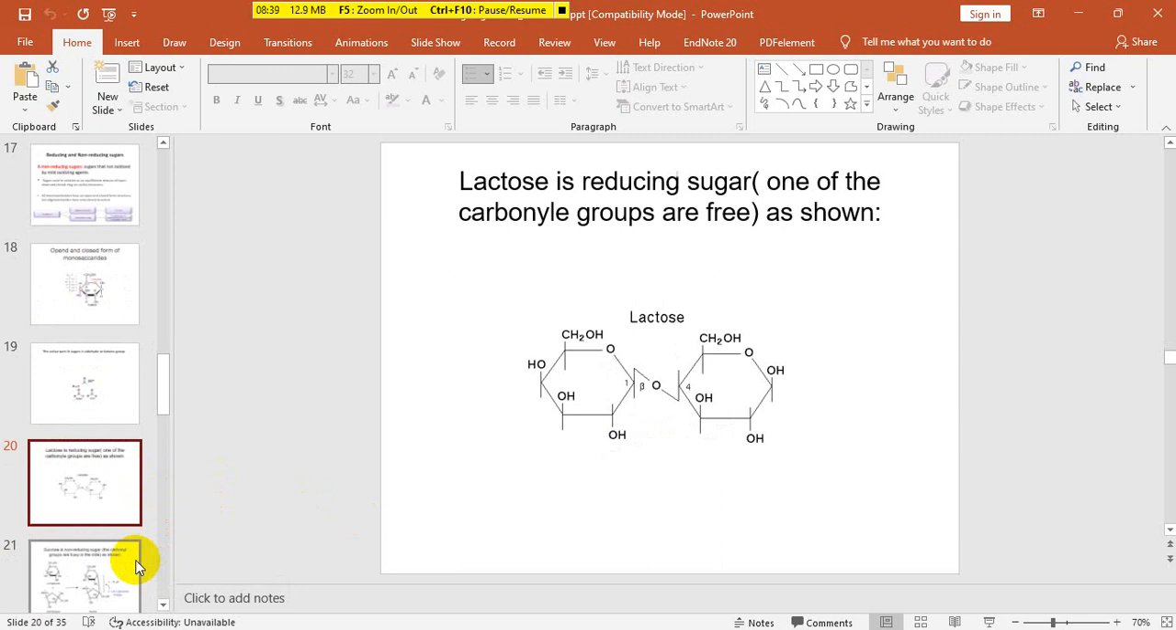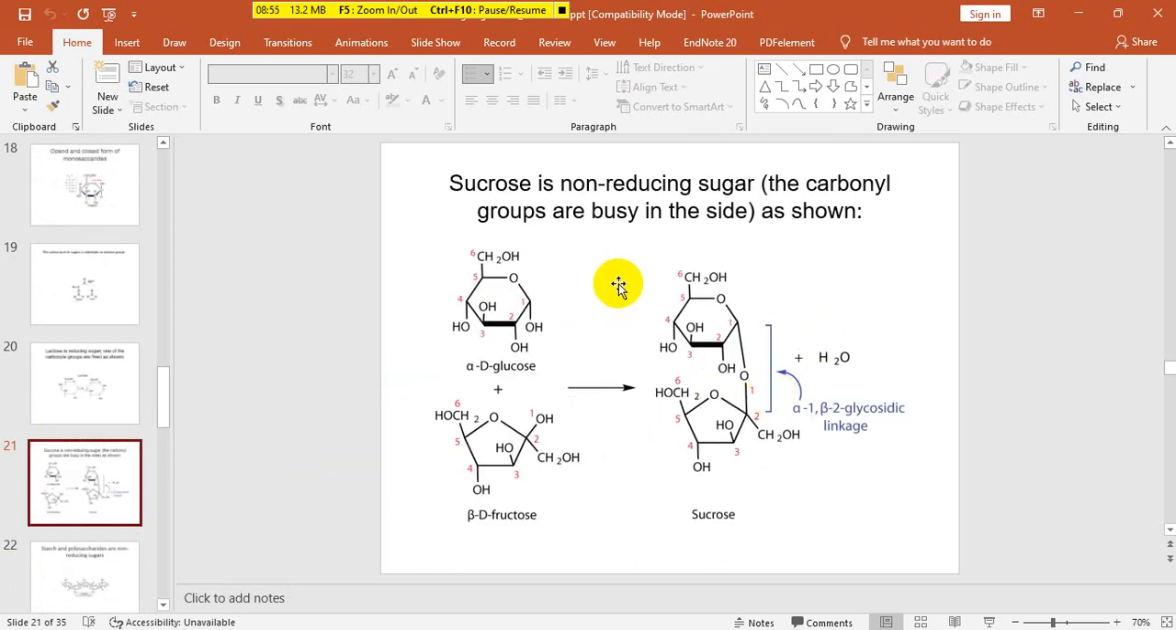Lactose is a reducing sugar. One of the carbonyl groups is free, as shown. If a compound is a reducing sugar, it means that one of the carbonyl carbons, that's carbon 1 here, should be free. For lactose, this one is free. Carbon 1 is free. But sucrose is a non-reducing sugar because carbon 1 is not free.